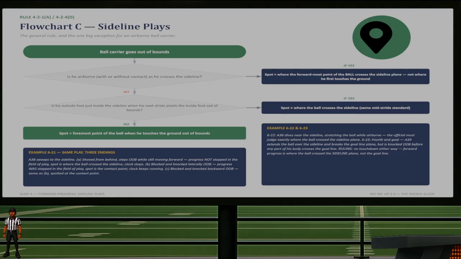If no to both of those, we're back to the general rule. The spot is simply the foremost point of the ball when he touches the ground out of bounds. Example 6-21 gives us the same play with 3 different endings. A38 sweeps to the sideline.